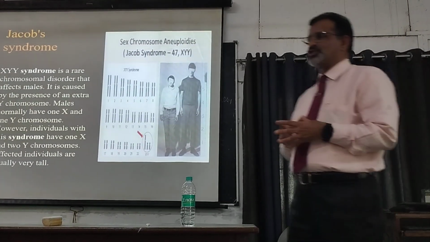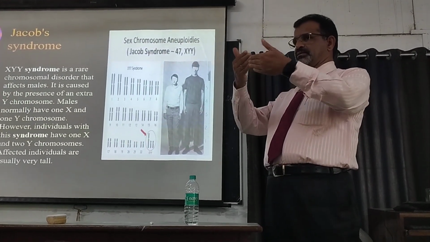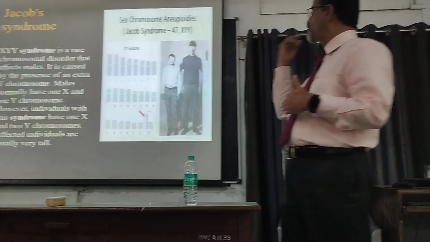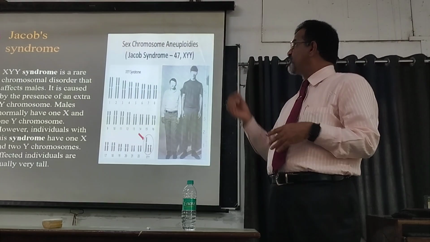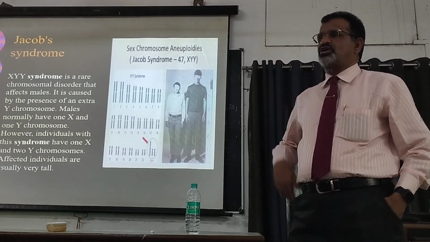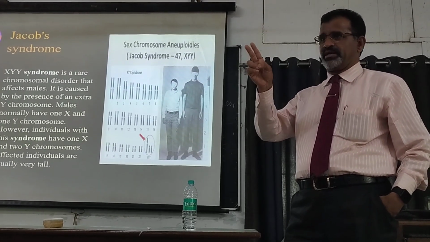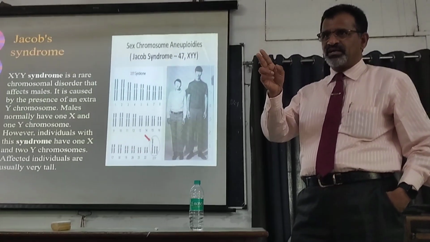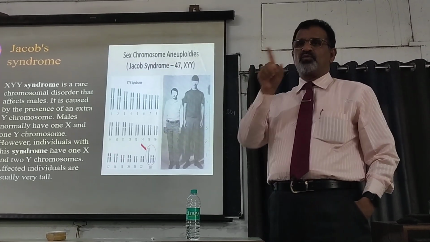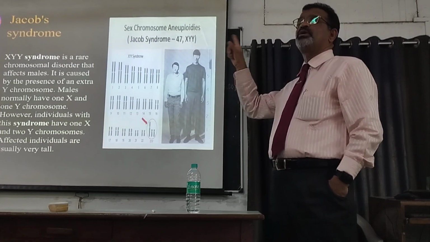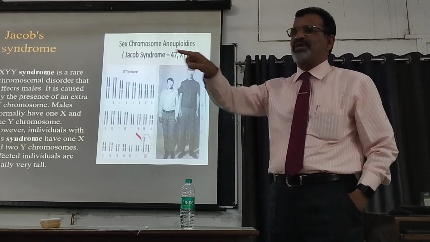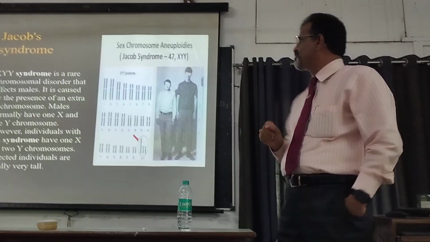Now this is Jacob's syndrome. This is just opposite of Klinefelter. This is also found only in boys, but instead of one Y, there are two Y. In Klinefelter, there are two X and one Y. In Jacob, there are two Y and one X. That means he becomes a super boy. More masculinity is there. There is less masculinity in Klinefelter syndrome.